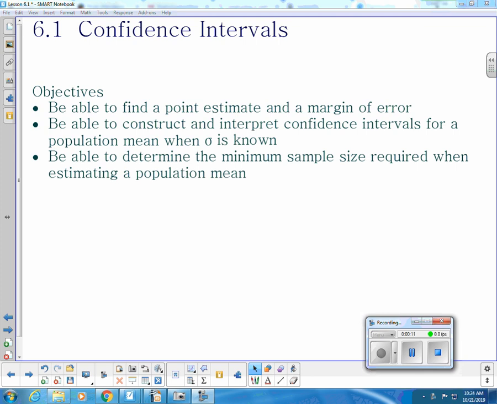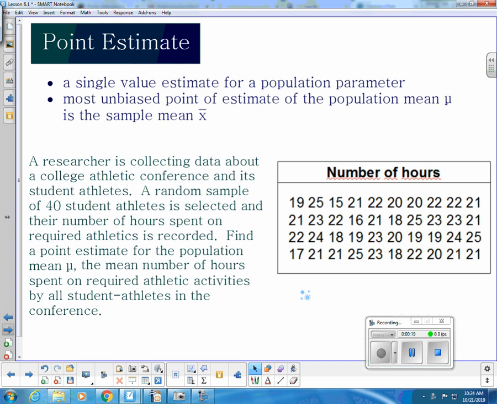Okay, 6-1. We are talking about confidence intervals when the standard deviation is known. So, point estimate: a single value estimate for a population parameter. The most unbiased of these is the mean. So when you find the population mean and you find the sample mean, x-bar, the sample mean, that's the most unbiased point estimate.